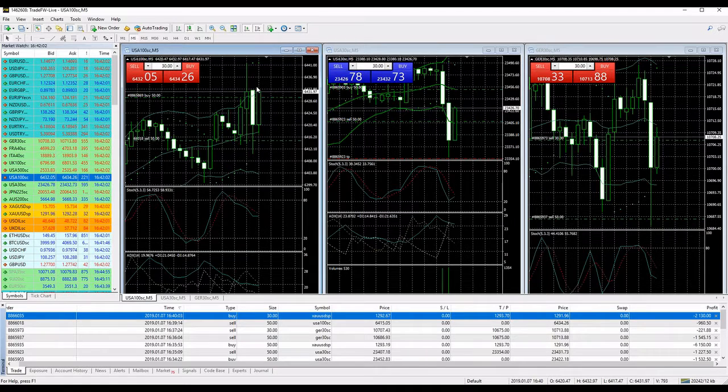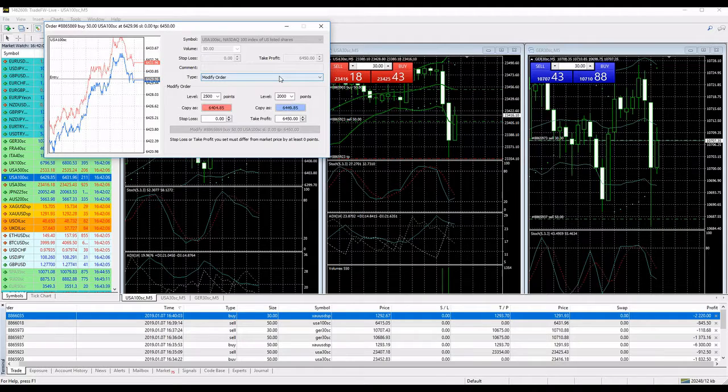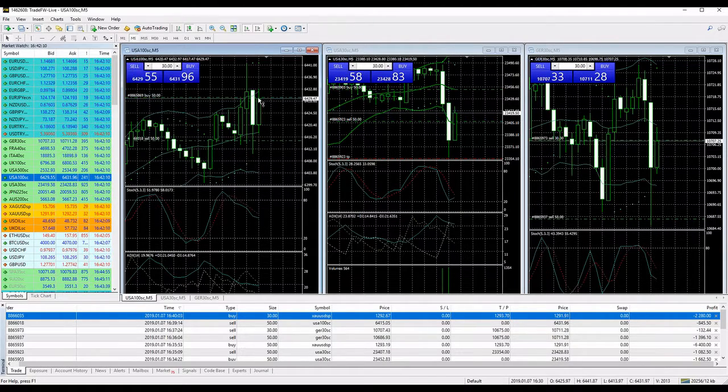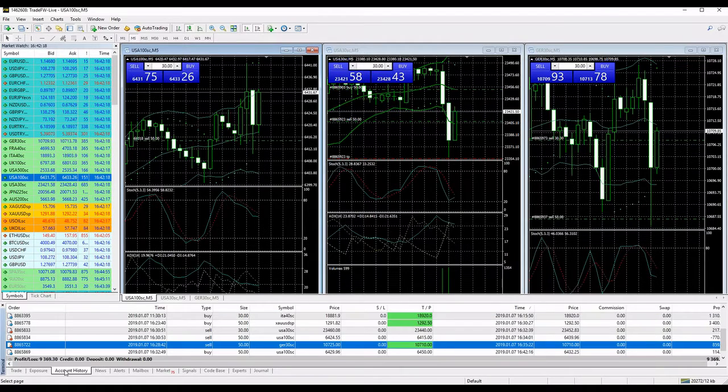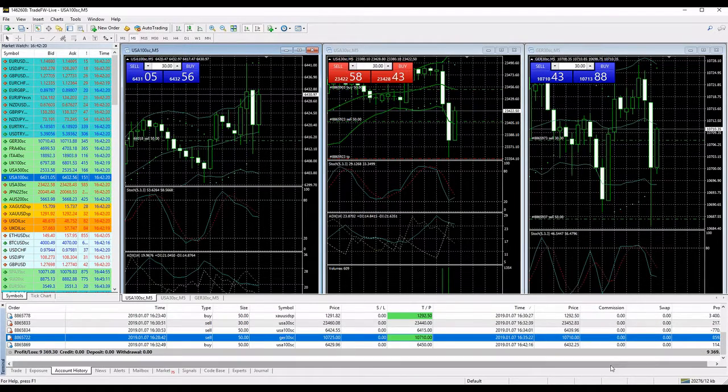So, guys, we have here a small move on USA 100. This is very nice. On USA 100, I don't believe that the market will go further up. That's why my buy position, I will close it with a very small profit. There we go. I just closed it with a very, very small profit of $114. Not much, but it's okay.